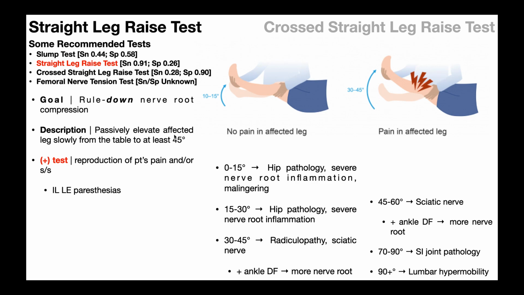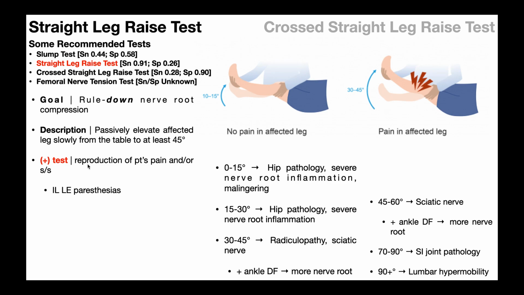Now, the reason I say it has to be passively elevated to at least 45 degrees is because if somebody actually has nerve root compression in the lumbar spine, if they're going to have symptoms, it's going to occur usually between 30 and 45 degrees. So if you're only bringing it up 10 to 15 degrees, you're probably not going to see those radicular symptoms, and so you're going to get a false negative. It really needs to be at least 35 to 45 degrees, and that's usually the range where you will see those radicular symptoms.